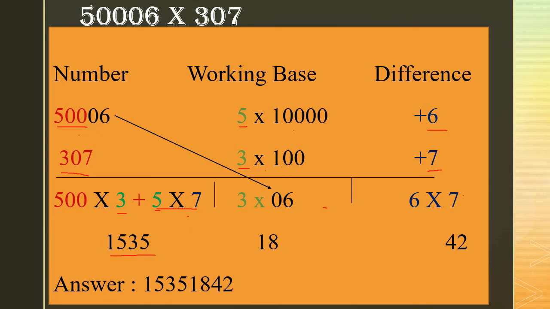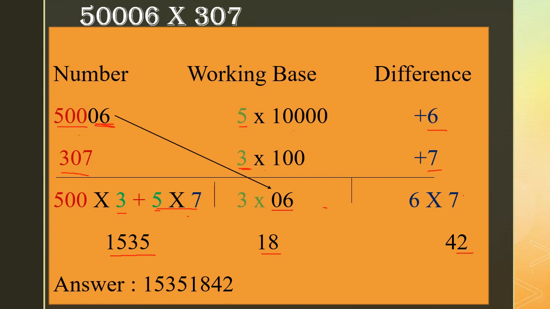Okay, for the second part, we are multiplying 3, the factor for the smaller number, by that part of the bigger number which was not used in the first step, which is 6. So 6 will be used here. Now 3 times 6 gives you 18. For the third part, 6 times 7 is equal to 42.